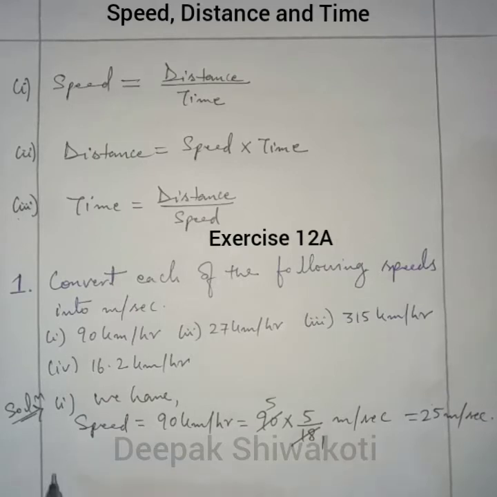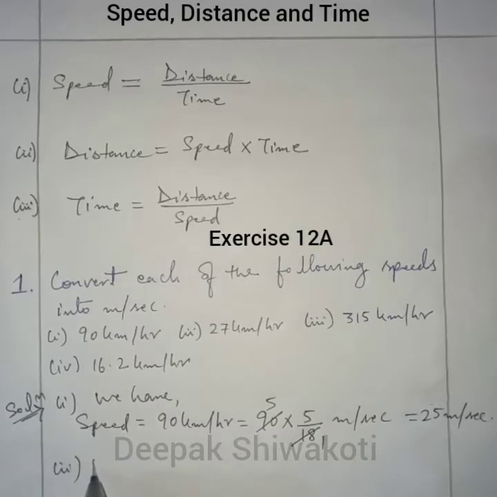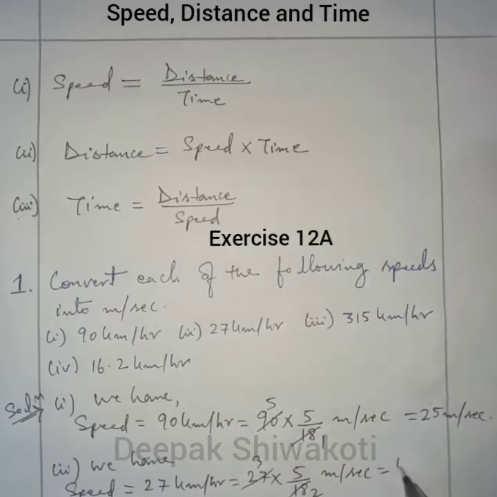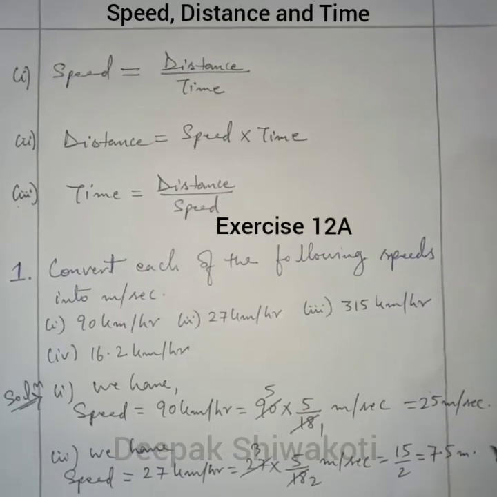Okay, so number 2, we have speed equal to 27 kilometer per hour. Similarly here also 27 into 5 by 18, the unit will change into meter per second. Here we can cancel 9 3 ja 9, 2 ja 5, 3 ja 15 by 2, which is equal to 7.5 meter per second.